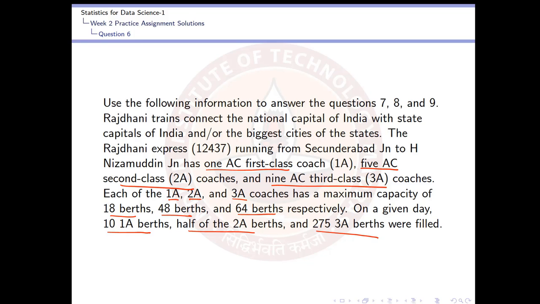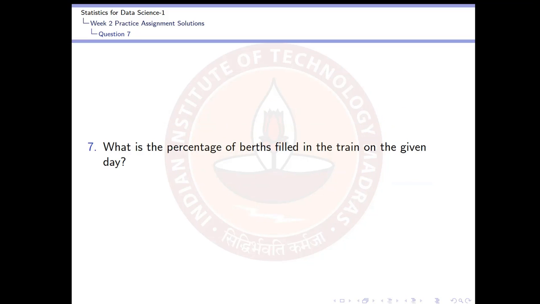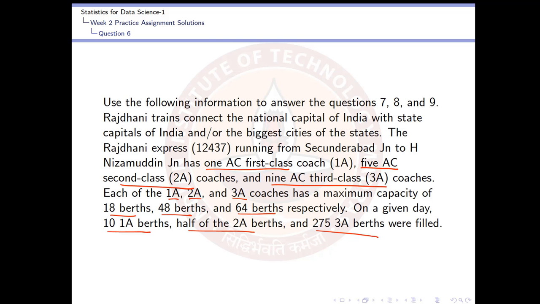So this is the information which is given to us. So let's move to question 7. What is the percentage of berths filled in the train on the given day? So for moving to the question, let's collect all the information which is given in the question.